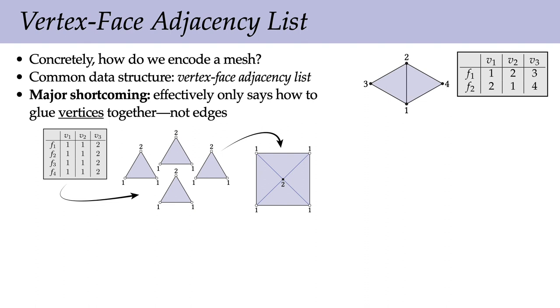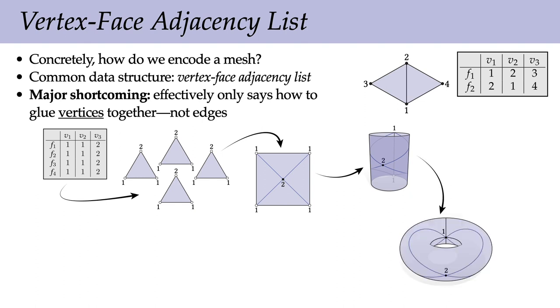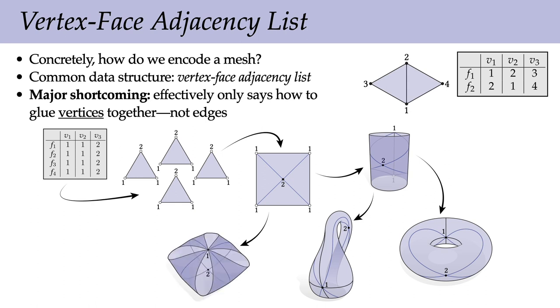Right now I have this square, and I know that I could glue these 1s together to make a cylinder, or maybe I could keep gluing, and I could glue together that tube in a couple different ways. I could glue it into a torus, or I could glue it into a Klein bottle, or I could go back and glue all four copies of the vertex one together, making it a single vertex, without gluing the edges together. All of these things on the bottom, the torus, the Klein bottle, and this kind of dumpling, they all have the exact same vertex face adjacency list. There is no way to distinguish these three shapes based on the vertex face adjacency list.